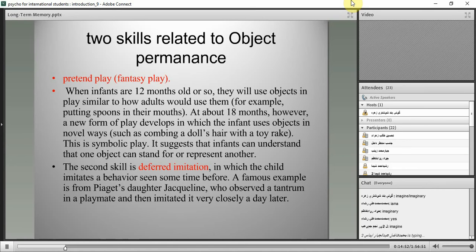When infants are 12 months old or so, they will use objects in a similar way to the adults. This is a very common experience among children, and we adults have observed it frequently. For example, putting spoons in their mouth, the same way we do as adults. That is, they imitate and copy the adults and use the objects in the same way that the adults use them. In addition, a new form of play develops in which the infant uses objects in novel ways, in a new way.